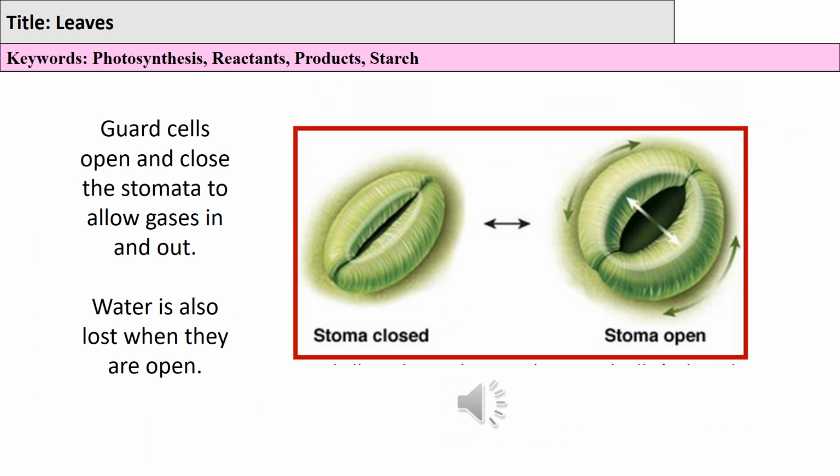Here is a close-up picture of what the stoma look like when they're closed and what they look like when they are open. So surrounding the hole are the two guard cells. On your diagram, I would like you to add, if you can, just by the sides of the stoma, label the guard cells. So you can see that surrounding the stoma are the guard cells that control the opening and the closing of the hole to allow gases in and out of the plant for photosynthesis.